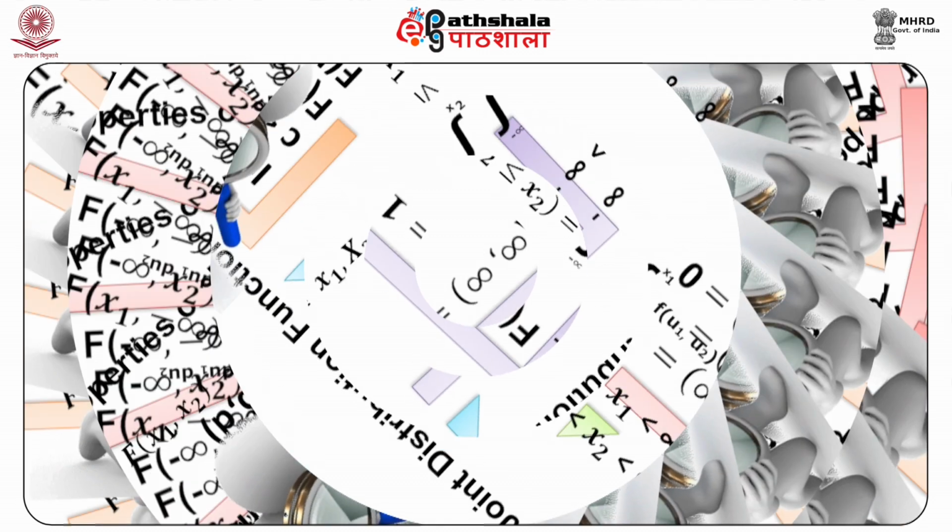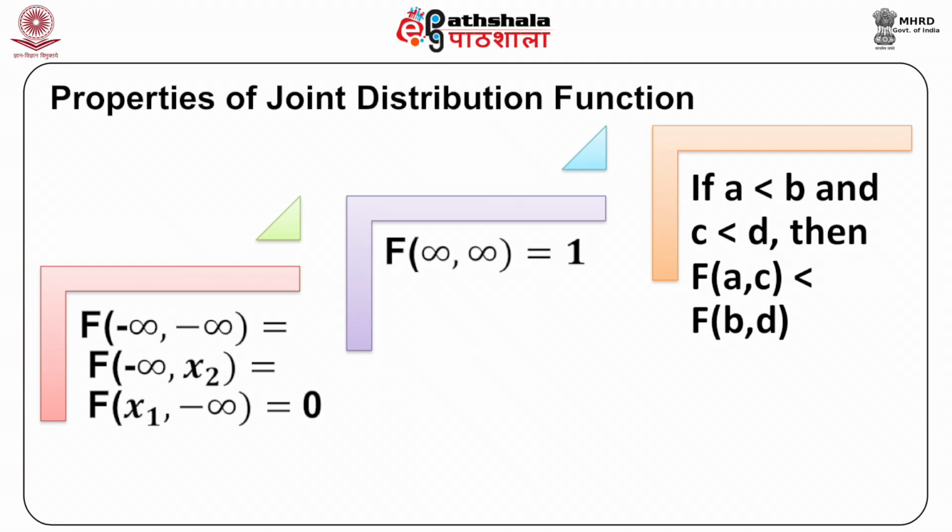Properties of the joint distribution function F(x1, x2) are: first, F(minus infinity, minus infinity) is equal to F(minus infinity, x2), which is equal to F(x1, minus infinity), which are all equal to 0. Second, F(infinity, infinity) is equal to 1. Third, if b is greater than a and d is greater than c, then F(a, c) should be less than F(b, d).